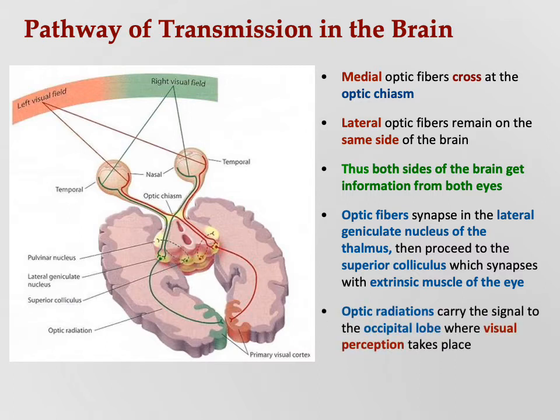And the optic radiations carry the signal to the occipital lobe, where visual perception takes place. Your occipital lobe is where you actually figure out what it is you're looking at. You're making sense out of what you're seeing, all right? You're taking past information from your memory, you're taking current information, you're using all kinds of different neural resources to interpret what it is you're seeing. The occipital lobe is where vision really happens.